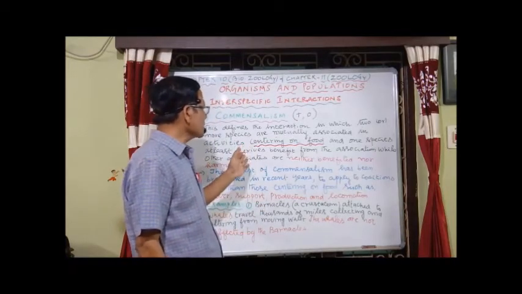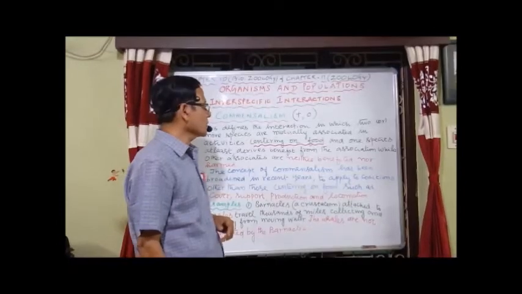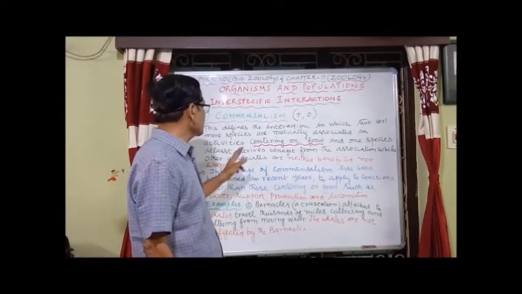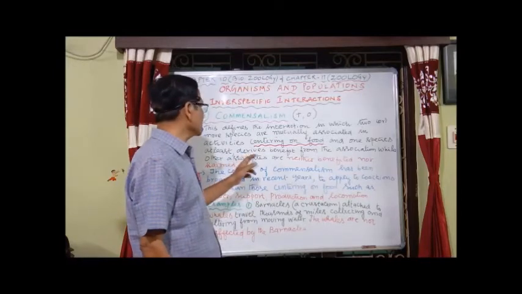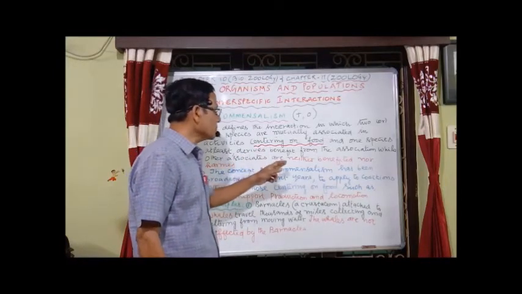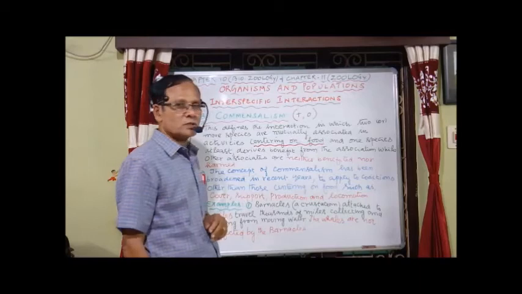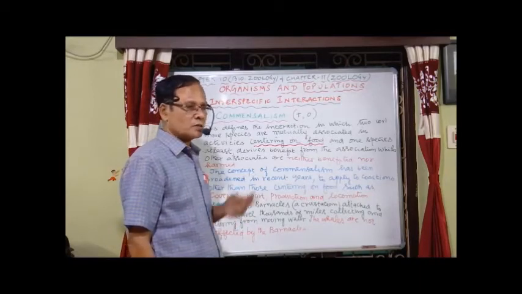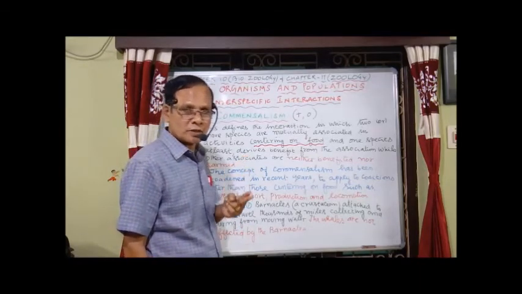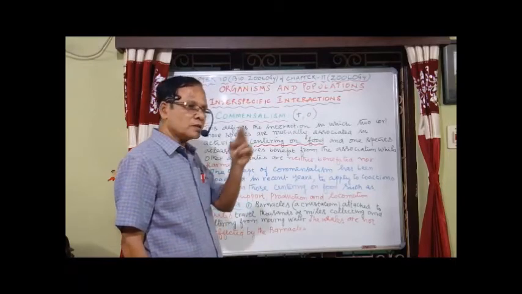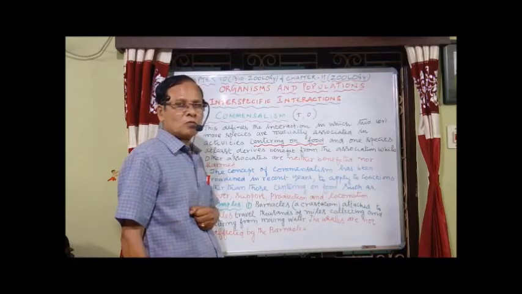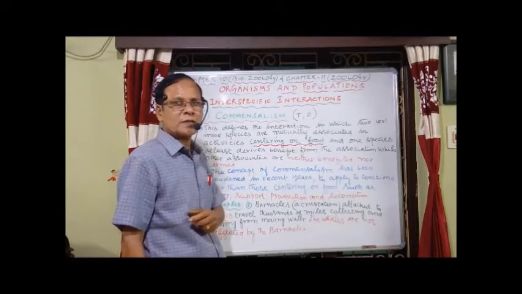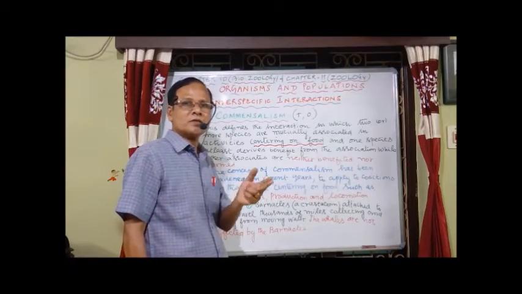So the association is mainly concerned with food, and one species at least derives benefit from the association, while the other associates are neither benefited nor harmed. There is no benefit, there is no loss. So two or more species associate together, mainly centering on food. In that, one organism derives benefit and another organism is neither benefited nor harmed.